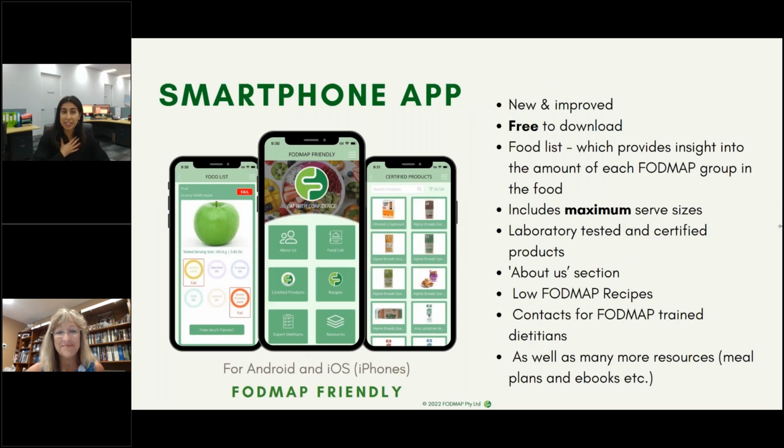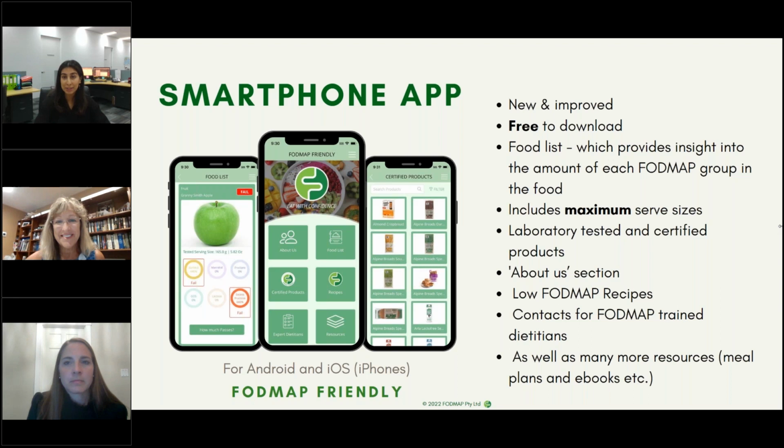I also would like to touch on the FODMAP-friendly smartphone app, as we already did earlier. It's free to download, and this has a list of all of our tested foods, both food products and also foods, as you can see on the left-hand side, apple. So you can see exactly which FODMAP group it's high and low in as well. And you can find the exact serving size of how much passes and how much you can have on a low FODMAP diet. It's great.